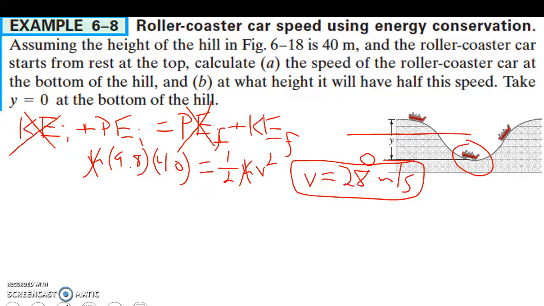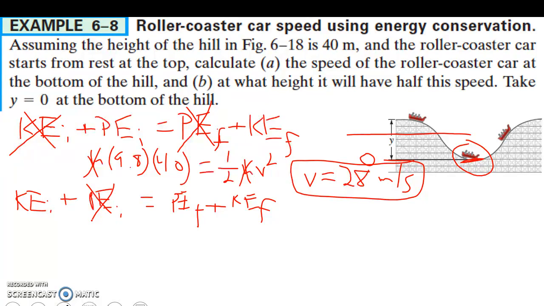And what we don't know is the height. It'll have half this speed. We know half the speed is going to be 14. So what I would do is set up the same problem: kinetic energy plus potential energy equals potential energy plus kinetic energy, and just see what I can do with this. Now, at the very bottom, we know what the speed is. So I'm going to say at the very bottom, I have no potential energy, but I do have kinetic.